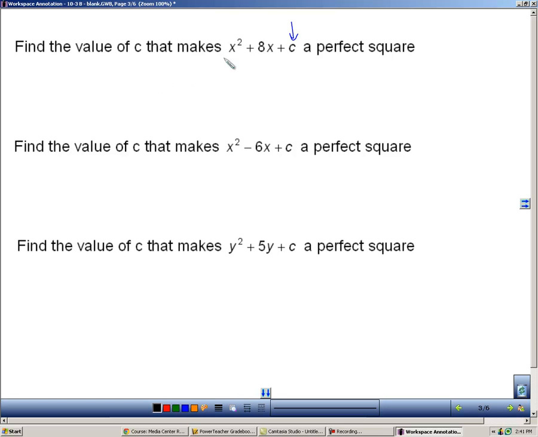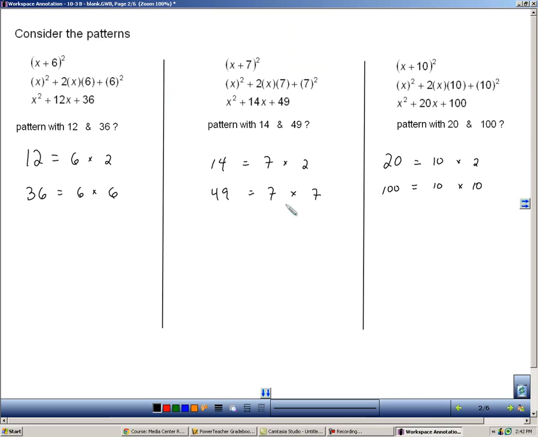Well, the middle term is 8, and how do you make 8 when you multiply by 2? 8 is 4 times 2, right? So the number 4 is important. So what number should go on the end here so that it becomes 4 times 4? The answer is 16. So 16 is the c value that I want to make this a perfect square so that it fits into this pattern.